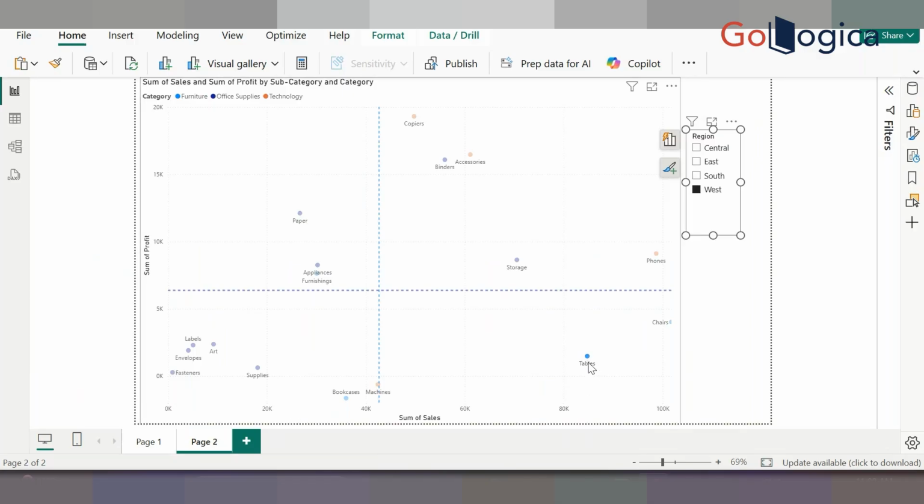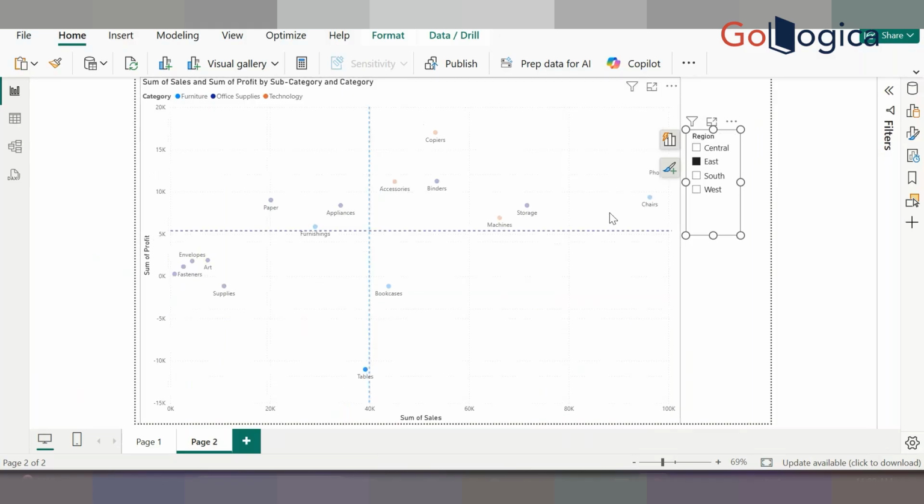The immediate solution is to try to shift this: tables to the West region, and machines to the East region.